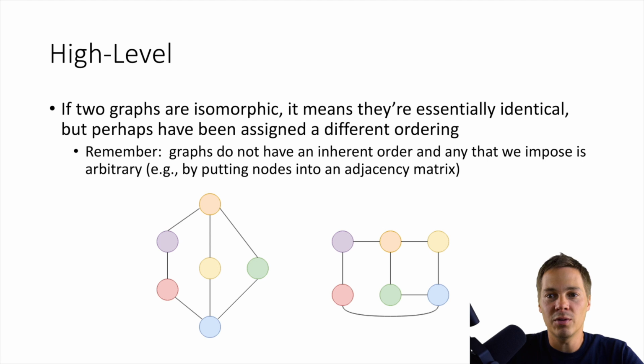And this can make it difficult to tell whether two adjacency matrices are actually representing the same graph, because there's many different ways that you can shuffle up an adjacency matrix, especially as the number of rows and columns is large.